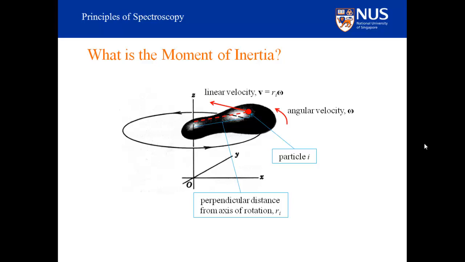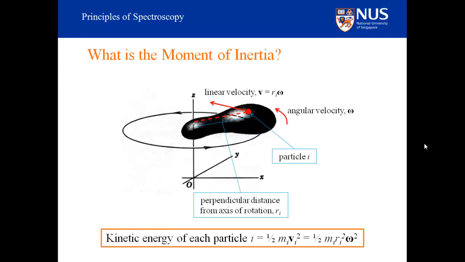If I know the linear velocity of a particle, I can also say something about the kinetic energy of that particle. So the kinetic energy of the particle is a half m v squared, and I can substitute v for the angular velocity, so that I get a half m r squared omega squared. If that is the kinetic energy of each particle, then what would be the total kinetic energy of the entire body?